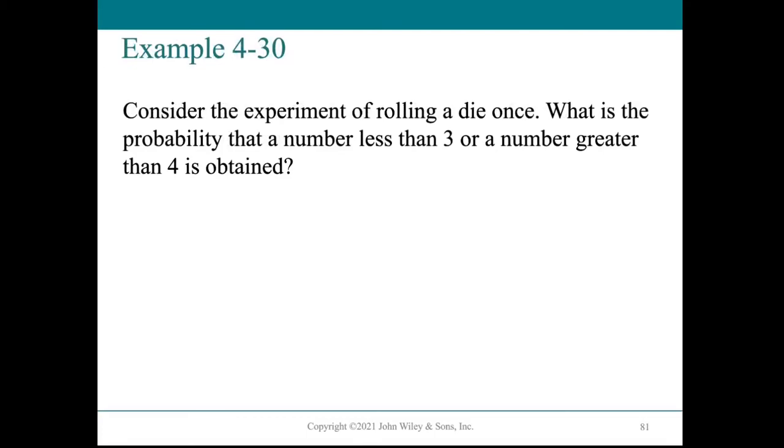So let's say, the experiment of rolling a die. What's the probability that a number less than 3 or a number greater than 4 is obtained? So the probability of getting a number less than 3, what are those numbers? 1 or 2. And what's the probability of getting a number greater than 4? What are those numbers? 5 and 6. So getting a number that is both less than 3 and greater than 4 is impossible in rolling a die because there is no number less than 3 but greater than 4.